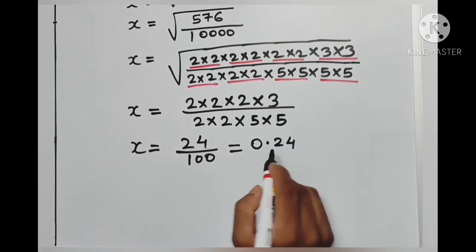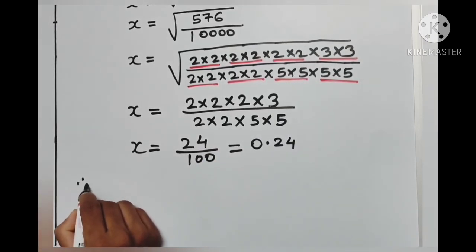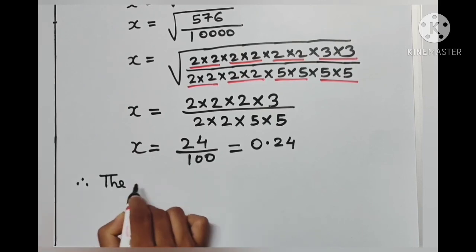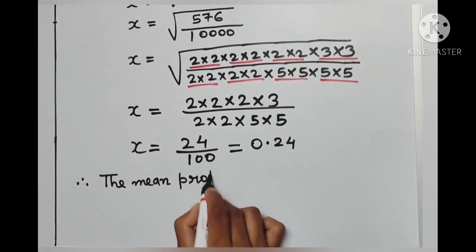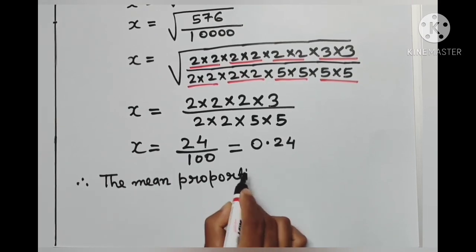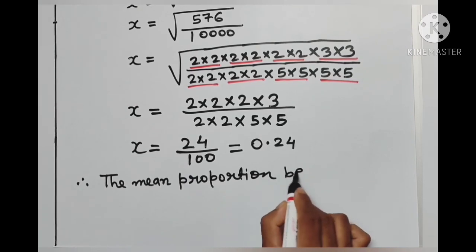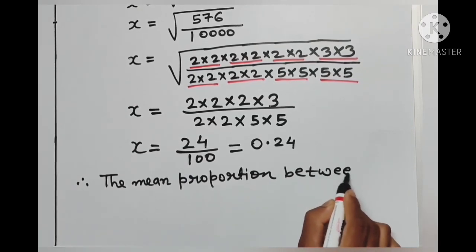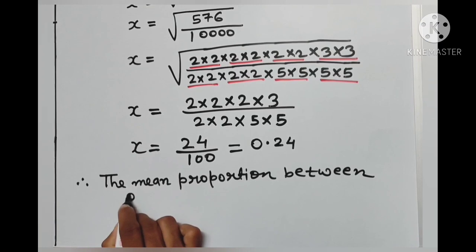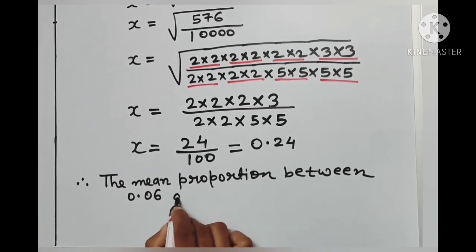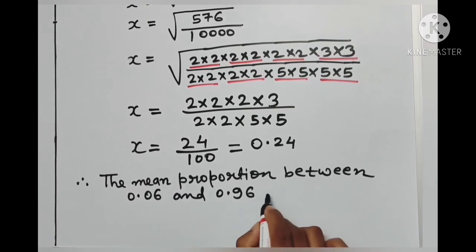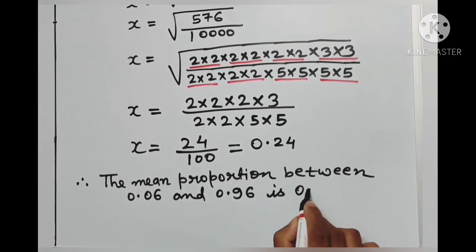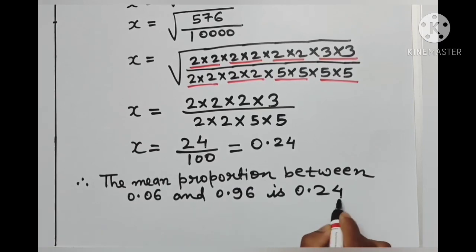So I am going to write here, therefore the mean proportion between 0.06 and 0.96 is 0.24, and this is our required answer.